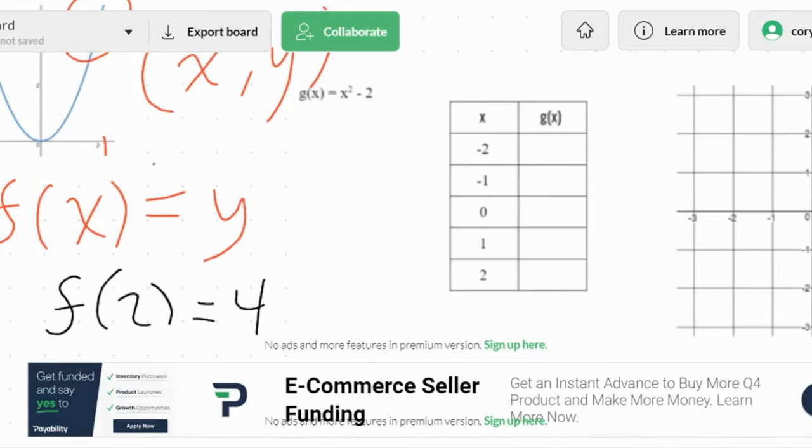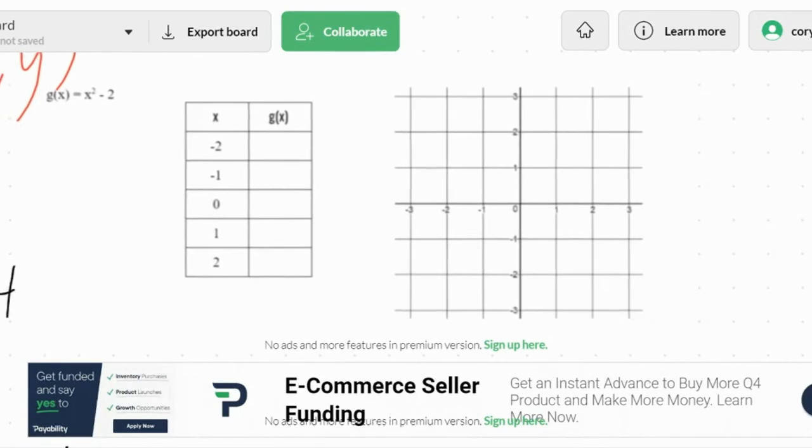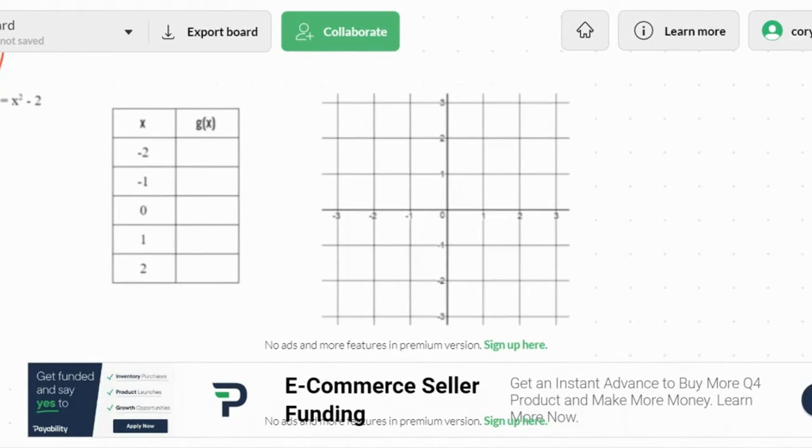So on the other problem that you have on your paper, you are given an equation in function notation: g of x equals x squared minus 2. If you know anything about specific functions, you know that this is a quadratic function because it has a square in it. What we're going to do is figure out, for these x values in the table, we could find any other one but just for those, plug in the x value, the input, to get the output.